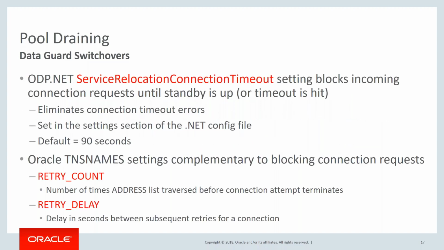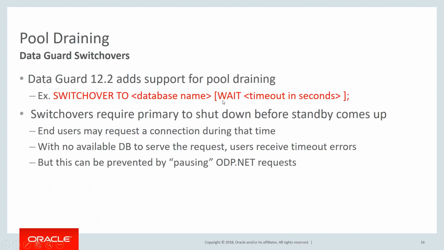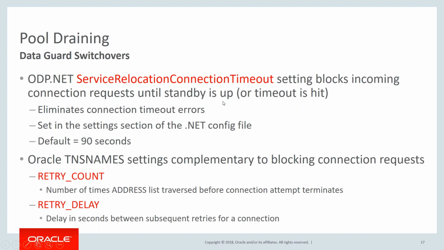So on the ODP.NET side, to enhance this, we've introduced this service relocation connection timeout option setting in our .NET config. What it does is block these incoming connections until the standby is up. Now the wait parameter you saw here will set that service relocation connection timeout. It can take a wait time from that if you want.